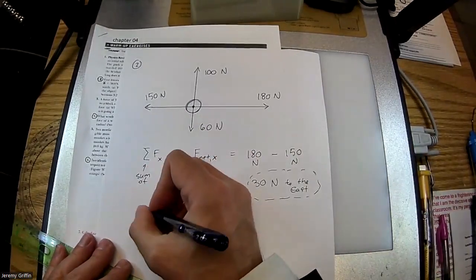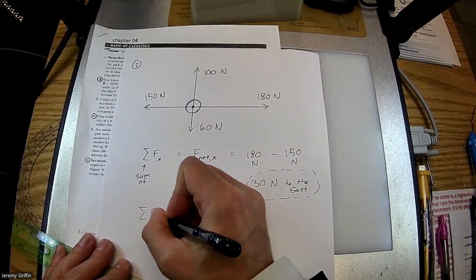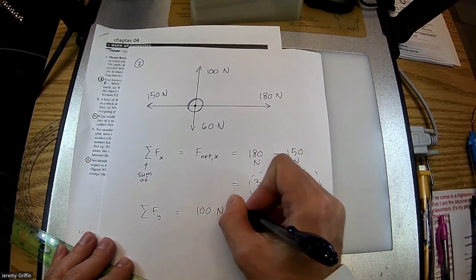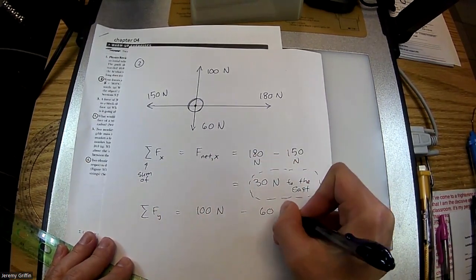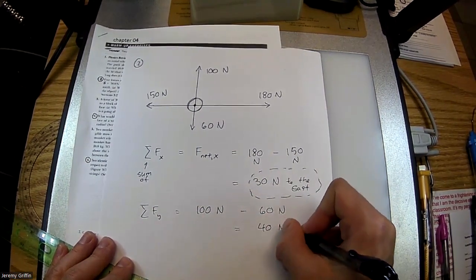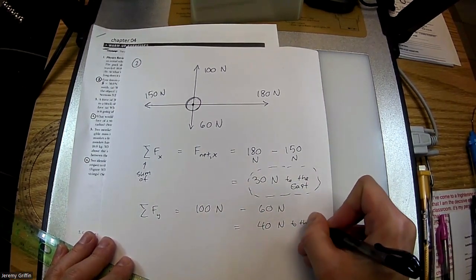Now let's try north-south. What is the sum of the forces in the y direction? Well, I've got 100 newtons to the north, and subtract off the 60 newtons to the south. Is that going to give us 40 newtons to the north?